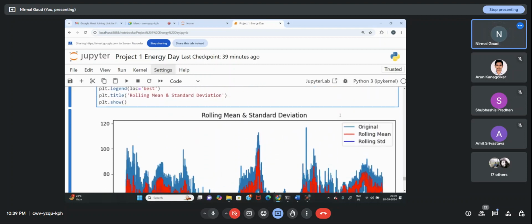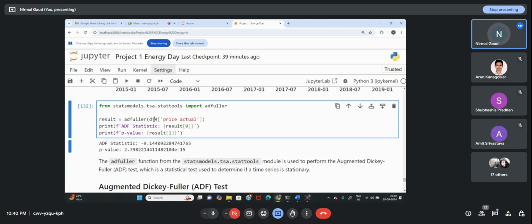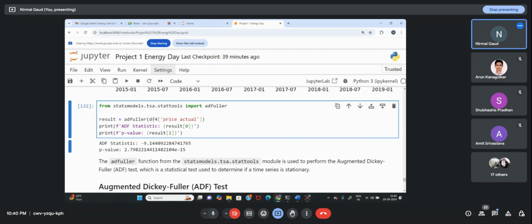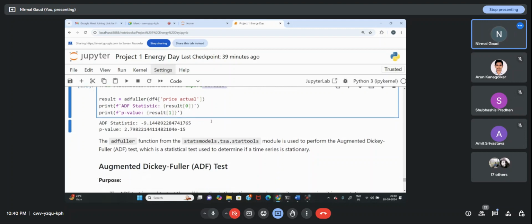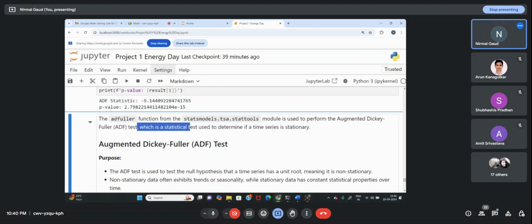Okay, fine. So after calculation, that's what we did. Now, before applying time series, you have to do one thing. You have to check whether your time series is stationary or non-stationary. For that there is one technique called the Augmented Dickey-Fuller test. This is a statistical check to determine if your time series is stationary or not.